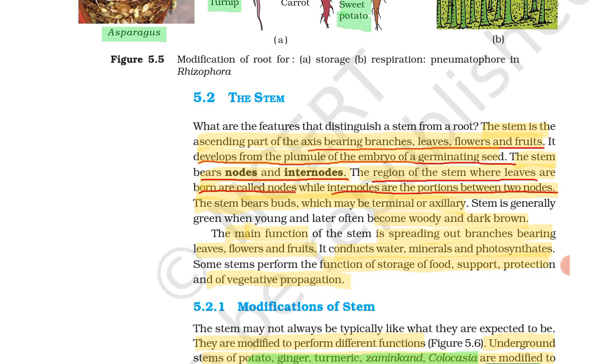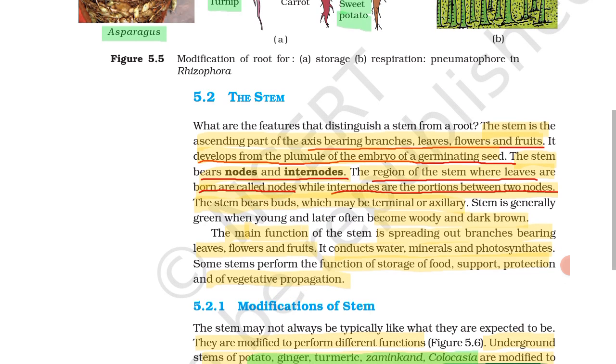Next, the main function of stem is spreading out branches bearing leaves, flowers and fruit. It conducts water and minerals and performs photosynthesis. Some stems perform the function of storage of food, support, protection and vegetative propagation. So the main function is spreading out branches and bearing leaves, flowers and fruits. Next is conducting water, minerals and photosynthesis. Next is function of storage of food, support, protection and vegetative propagation.